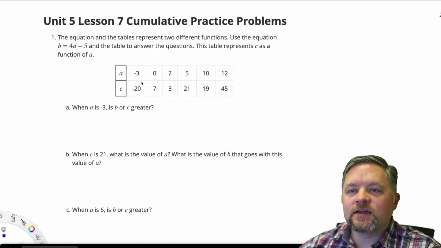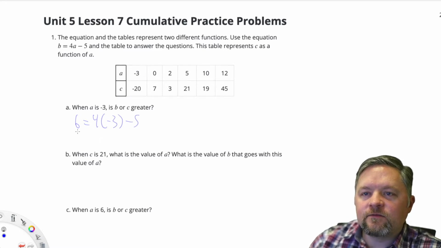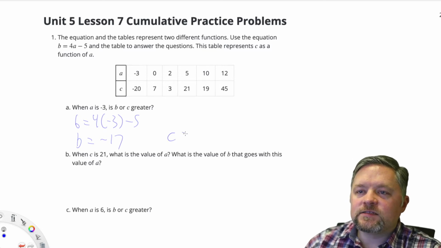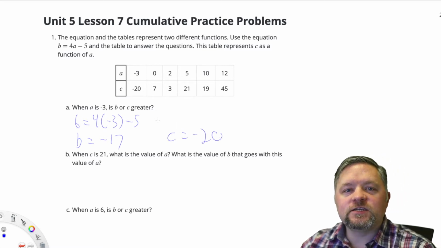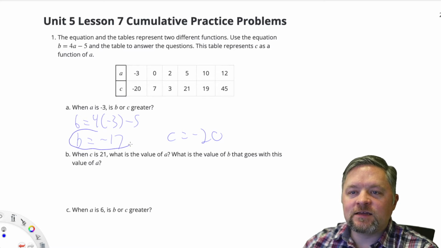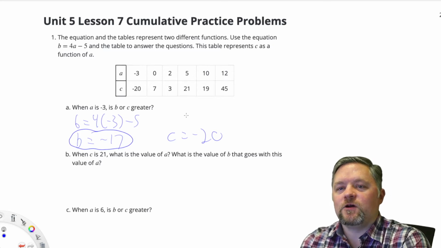Well, when a equals negative 3, c equals negative 20, but b equals 4 times a minus 5. b equals 4 times negative 3, which is negative 12. Negative 12 subtract 5 is negative 17. And c equals negative 20. Which is greater? We want the greater number, which is negative 17. Negative 17 is greater than negative 20.